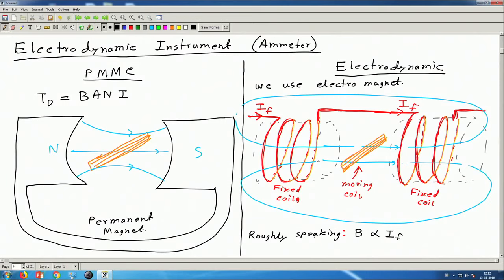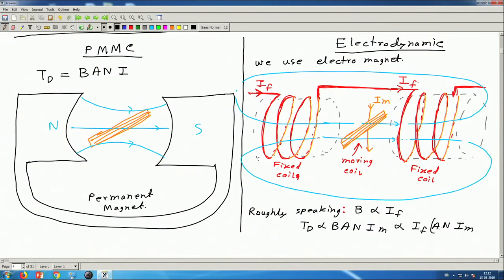So, B will be roughly proportional to IF. And now, if the current that is flowing through this coil, call this IM, M for moving. If this current is IM, then roughly TD is proportional to B A N times IM, and this is roughly proportional to IF A N IM.